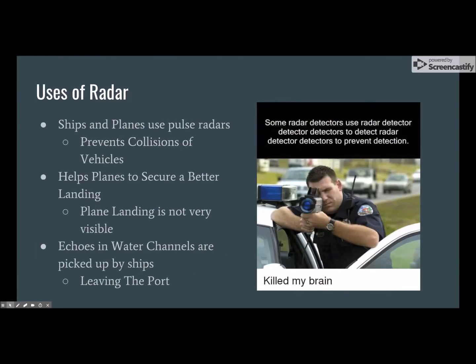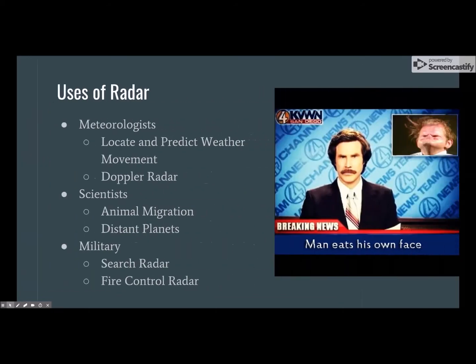So the uses of radars: ships and planes use pulse radars to prevent collisions in the air and on the ground or in the water, depending on where or how they need to be used. They can also help planes to secure a better landing where it may be harder to land due to an unclear landing site due to weather. And echoes in water channels are picked up by ships, which could help ships to navigate ports that might be a little bit confusing.